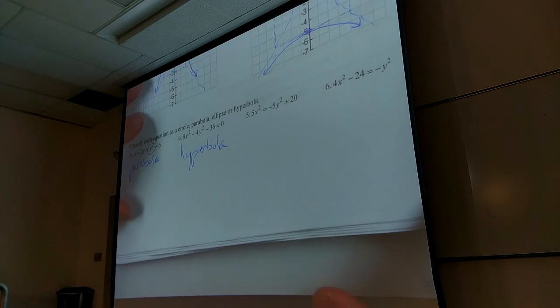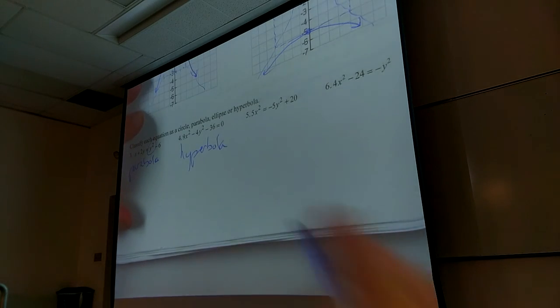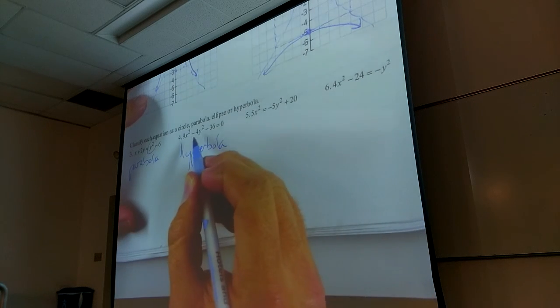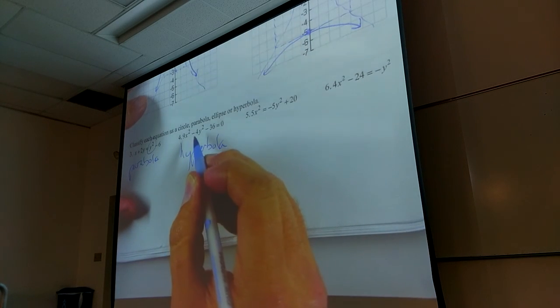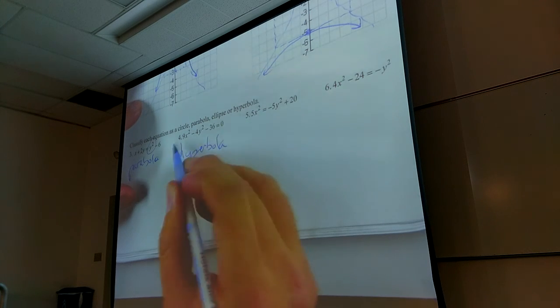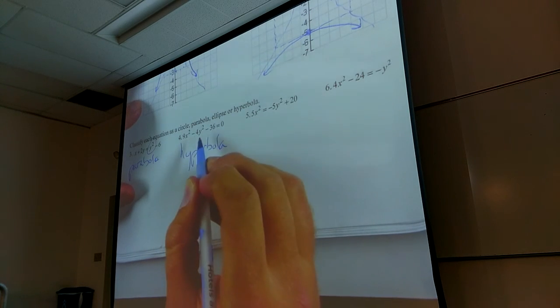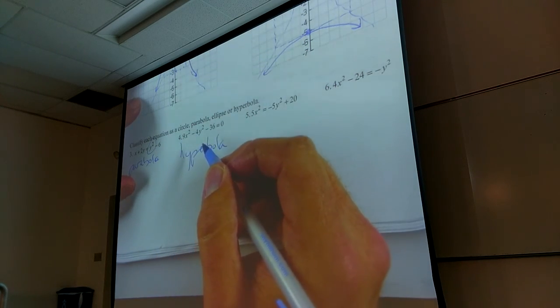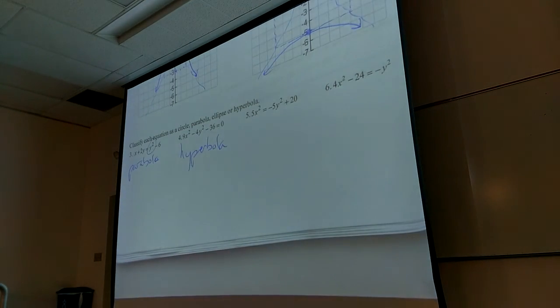You get a parabola, one of them goes away, the other one gets all hyper. So does everybody see that? If that was a plus sign, then it would be an ellipse because the coefficients are different. Hyperbolas don't really care if the coefficients are different. It's a minus, we go like that, we get away from each other.